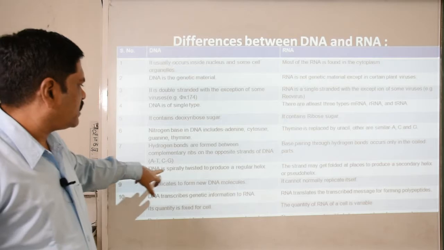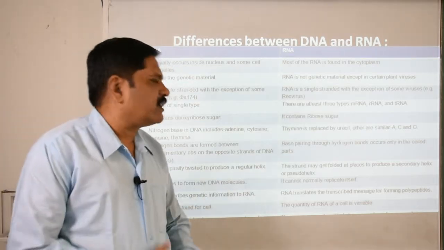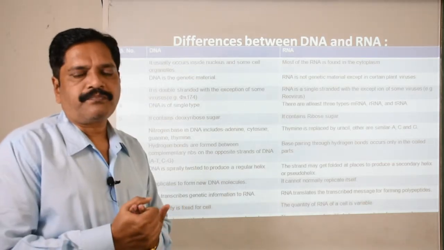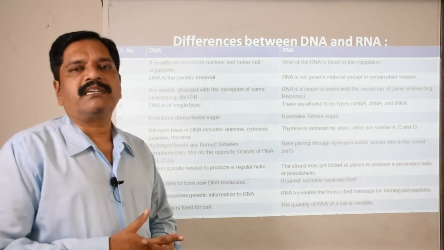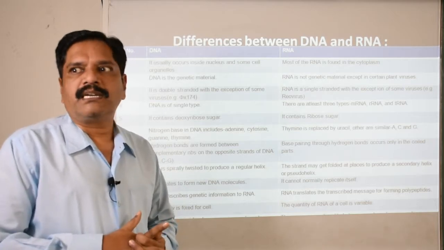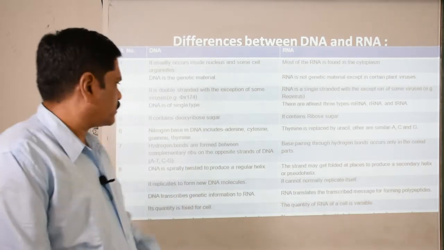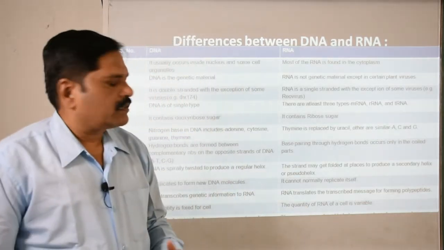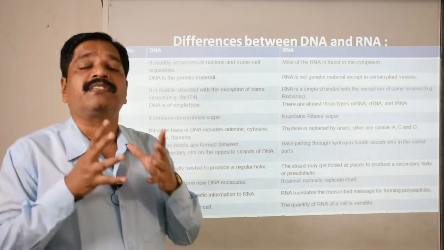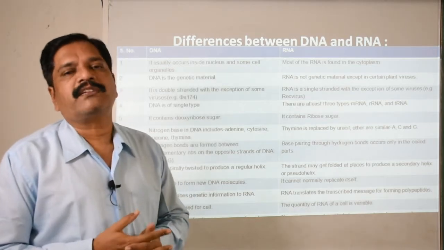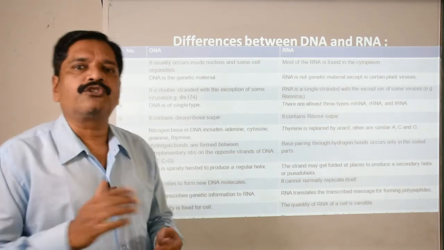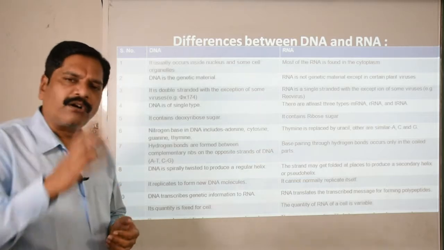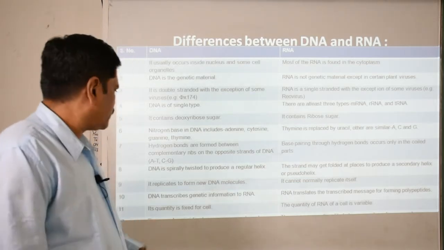Okay. Now this DNA is spirally twisted to produce a regular helix. You know that Watson and Crick proved that DNA is a double helical structure. While in the RNA, if this helix is present, then it is not the true one, it is the pseudo helix. That means occasionally it is found there, otherwise it is absent.